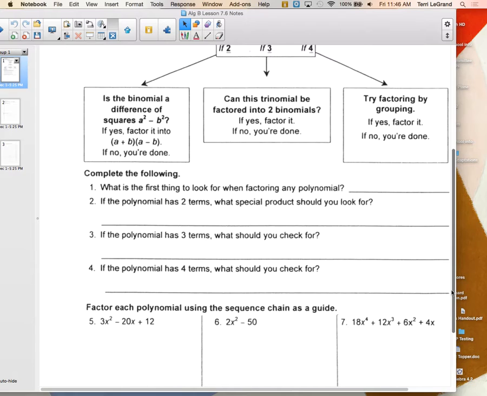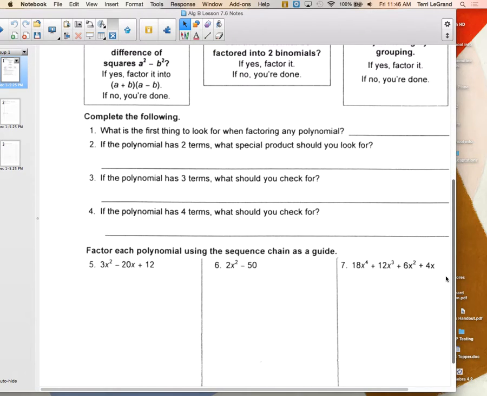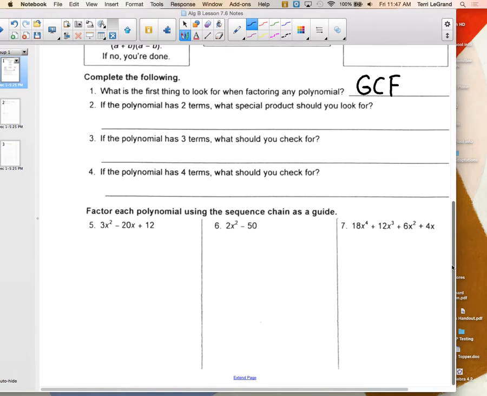Okay? So what's the first thing we're going to look for? If there's a GCF. Yep, we're going to see if we can GCF it. Can we find a GCF? That's the first thing you're always going to look for. And if you can find a GCF, then you're going to go about doing that first. Okay, what's the next thing? If the polynomial has 2 terms, what special product should you look for? What did we call that?